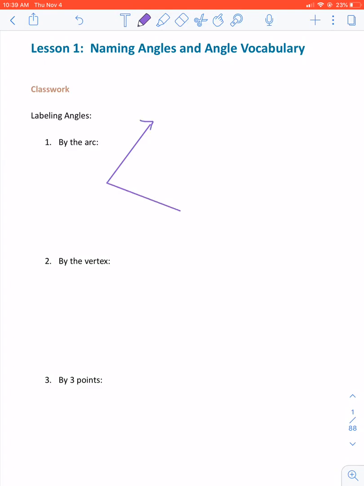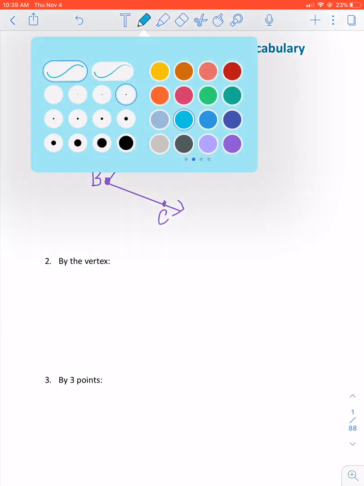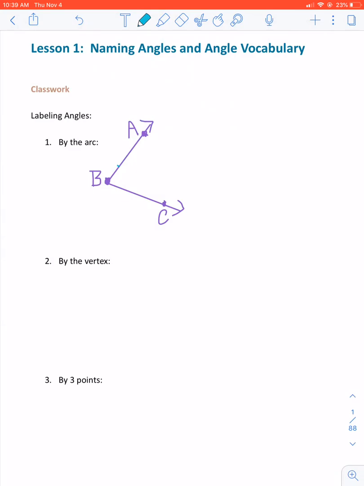Okay, an angle is 2 rays. They come to a point. This point is called the vertex. Okay, so let's just label. Let's say this is A, B, C. Sometimes they actually even label this on the inside, like that.